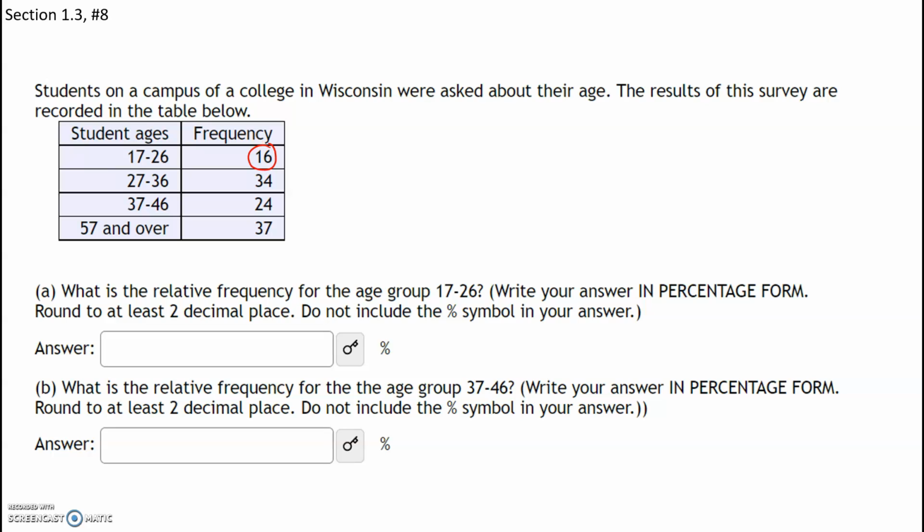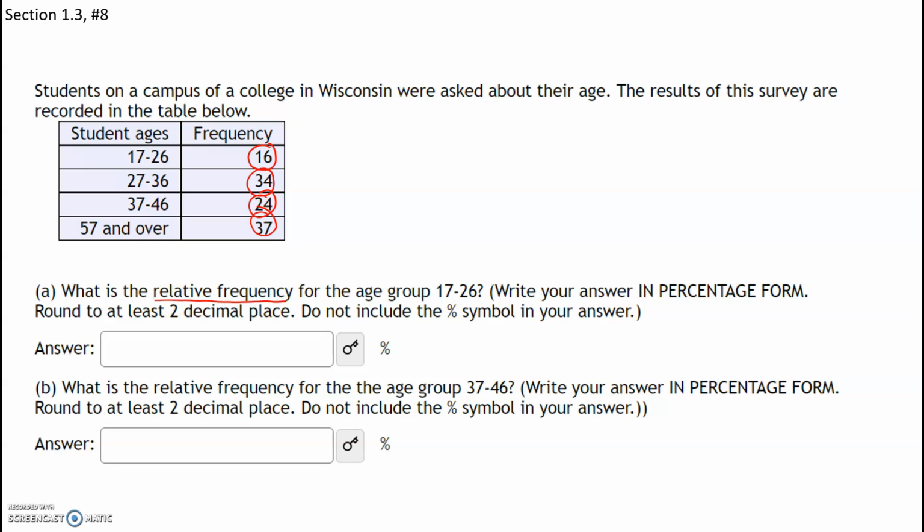The next interval is 27 to 36, and we have 34 students that are between the ages of 27 and 36. And then the next is 24, the next is 37. Part A says, what is the relative frequency for the age group 17 to 26?